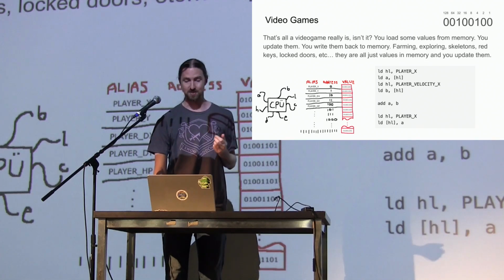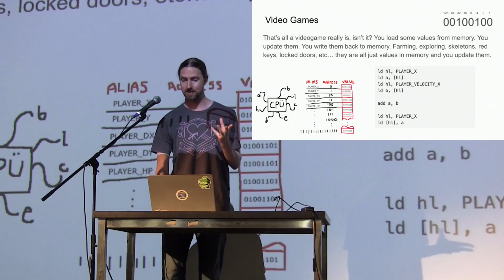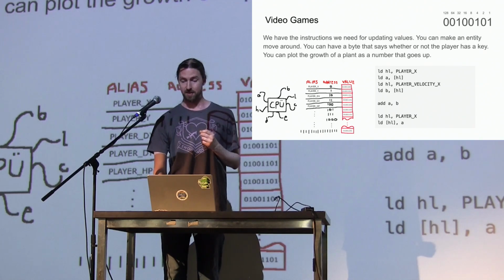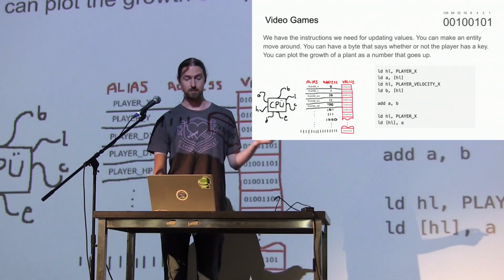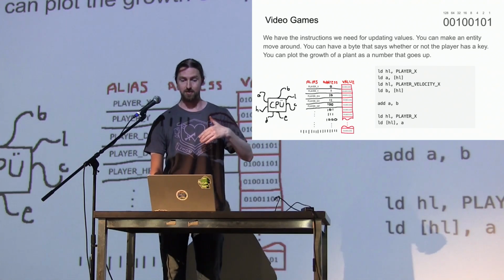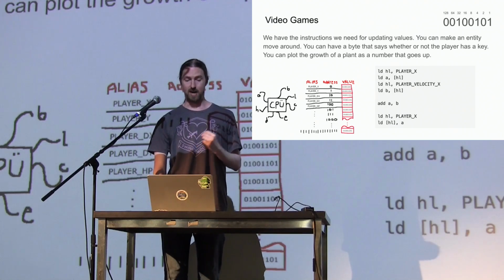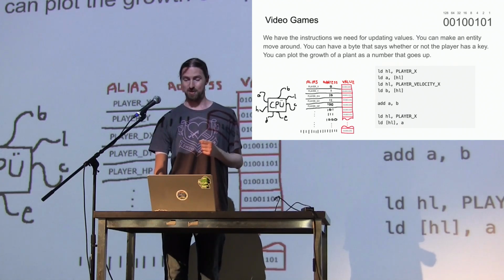Farming, exploring, skeletons, red keys, locked doors, etc. They're all just values in memory, and you update them. We have the instructions we need here for updating values. So you can make an entity move around, right? We've updated an X value, do that in a loop. You can have a byte that says whether or not the player has a key. You can plot the growth of a plant as the number goes up.